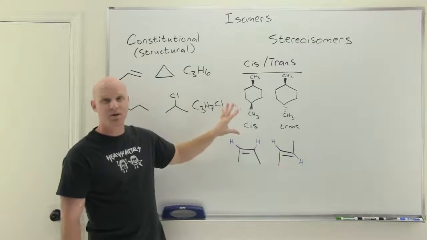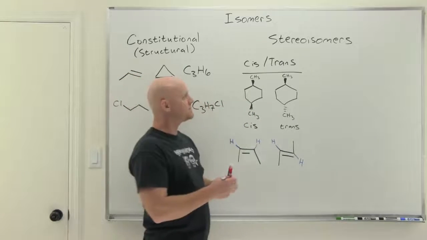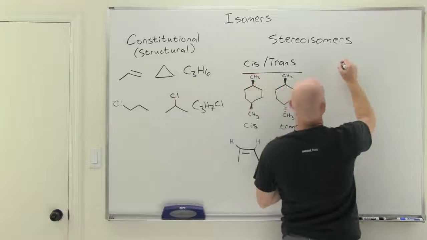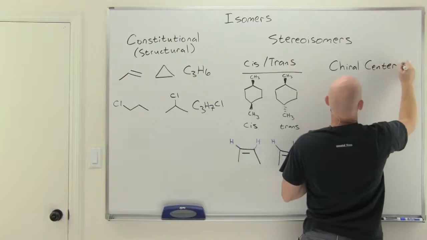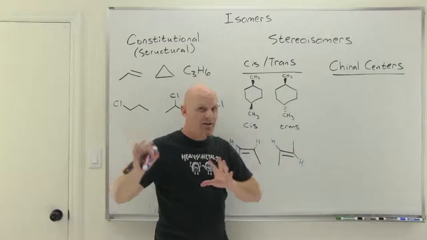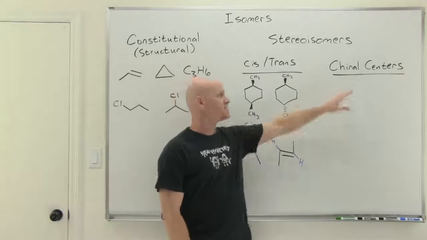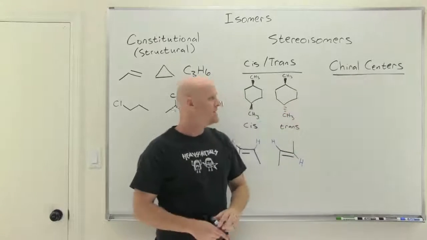Okay, so that's cis-trans isomerism, and this is not super new. But the next part is going to be a little bit new, and these are isomers that have what are called chiral centers. And again, we're kind of whittling our way to the most important part of the chapter, and this chapter really is going to center a lot around these chiral centers.